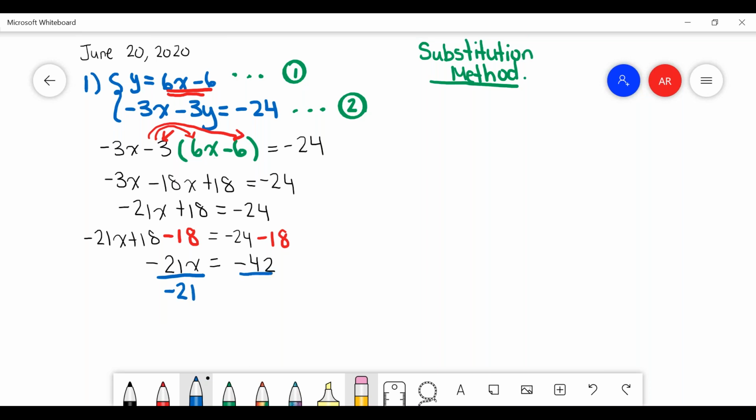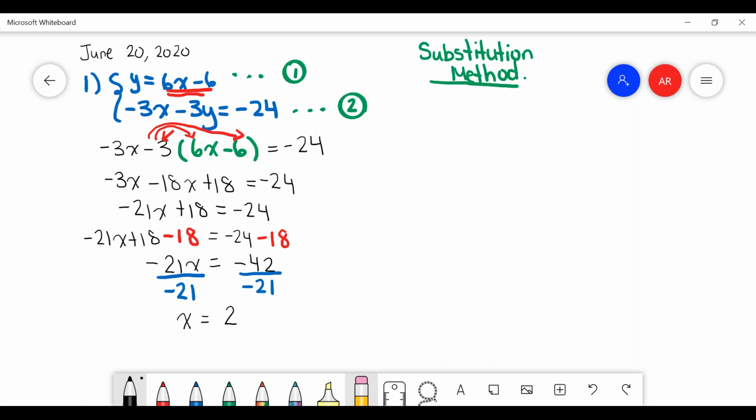So dividing both sides. On the left side, we have negative 21x divided by negative 21. That's just x. And is equal to negative 42 divided by negative 21. And that is equal to 2. And here we have our x value. So we're halfway done here.